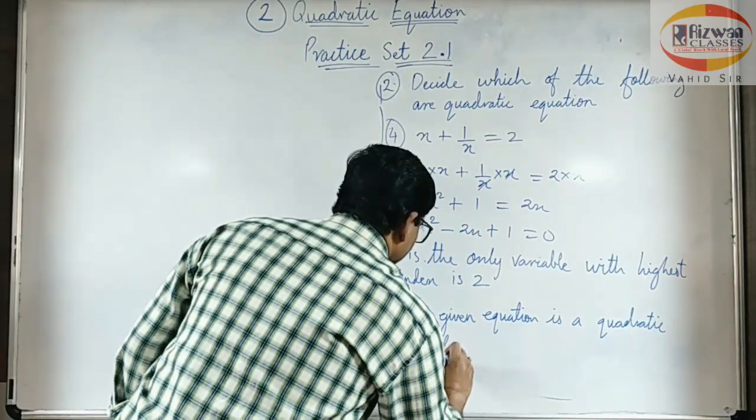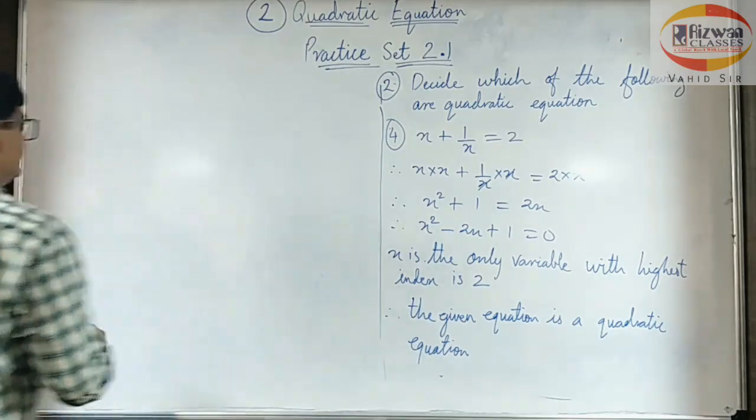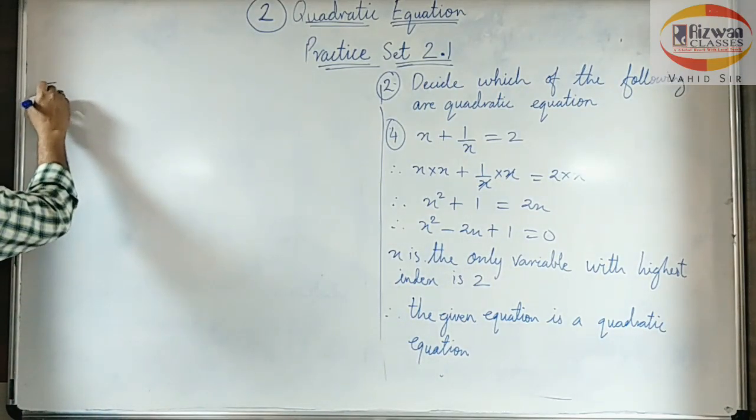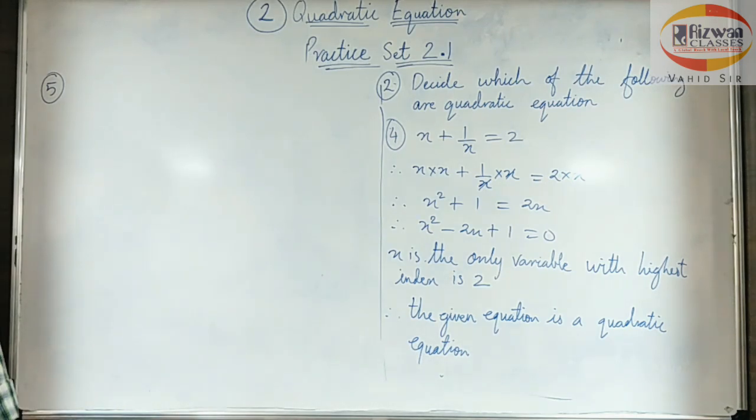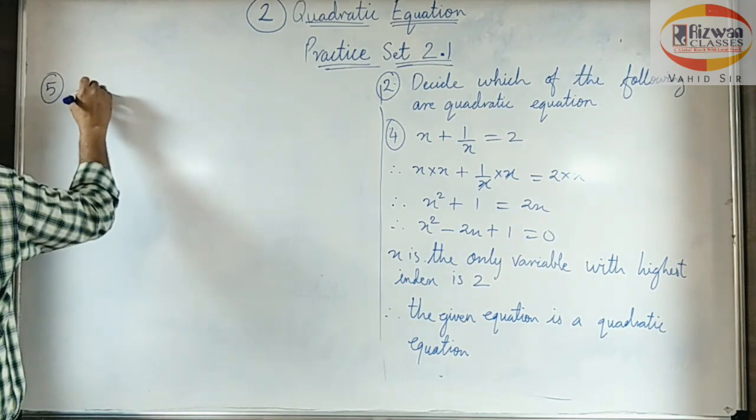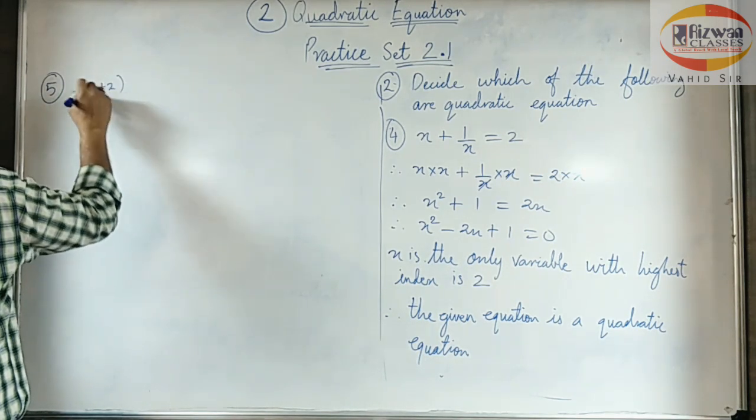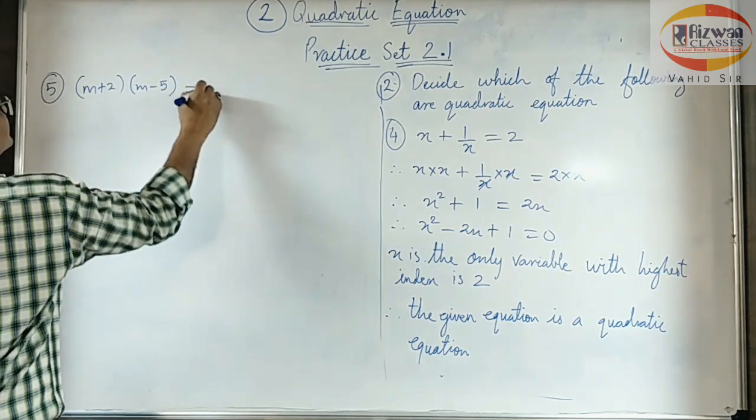That's how we finish question number 4. Now let's go to question number 5. If you check question number 5 here, you have (m + 2) in one bracket and (m - 5) in another bracket, equals 0.